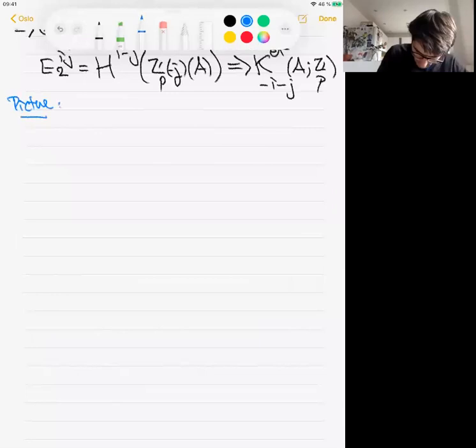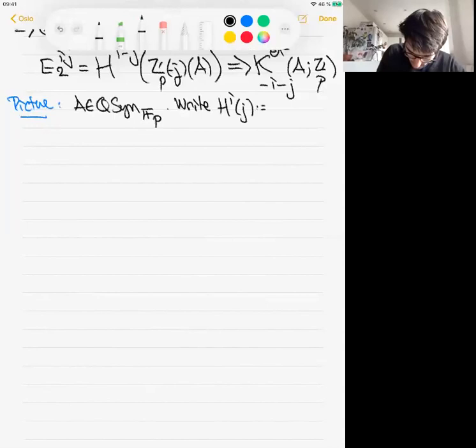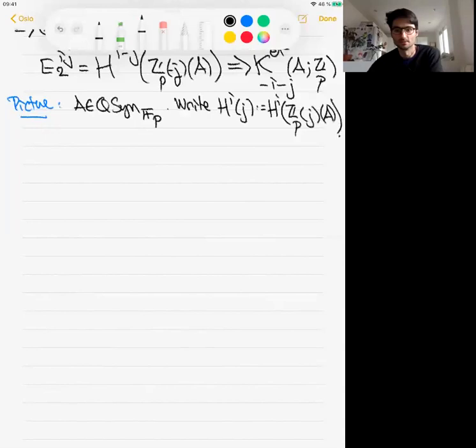Just to keep things clear, my A is some quasi-syntomic F_p algebra, and just as a piece of shorthand, I'll write h^{i, weight j} to mean the degree i, weight j motivic cohomology. If I keep having to write all these Z_p's and A's, then the spectral sequence will be a disaster. So h^{ij} is shorthand for degree i weight j motivic cohomology.